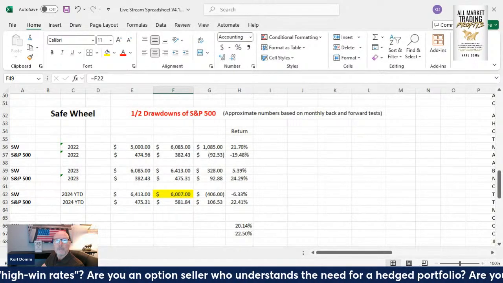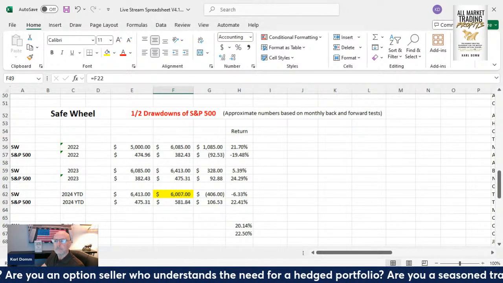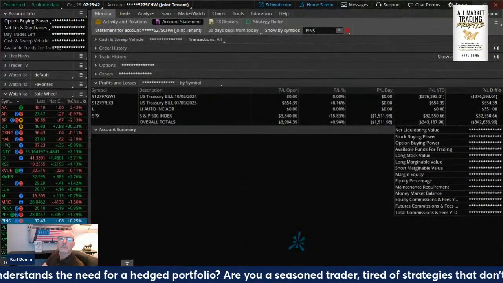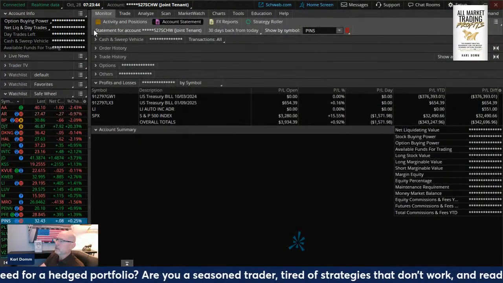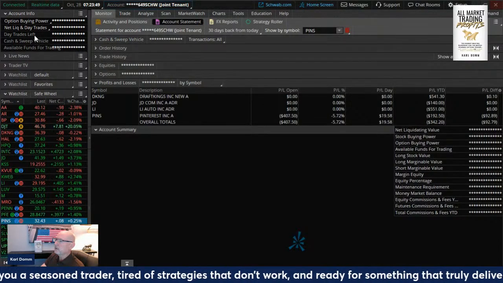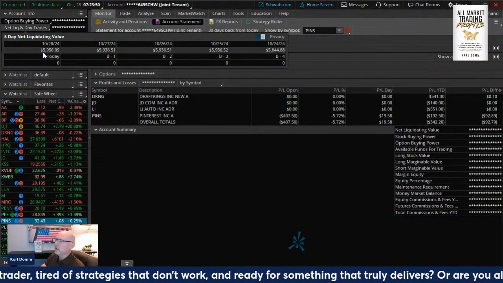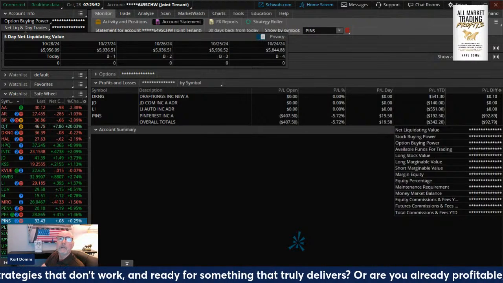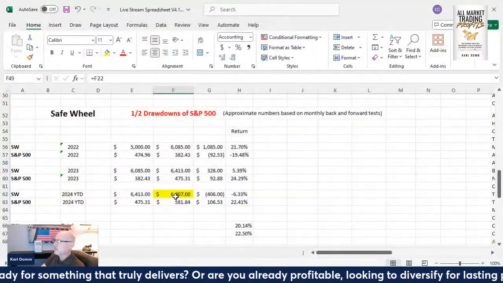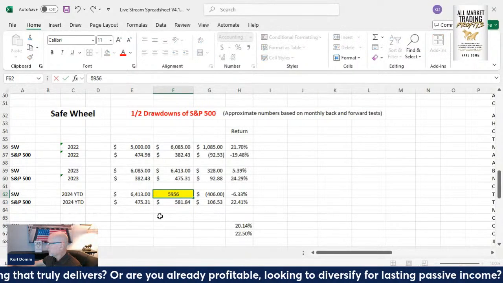All right, let's talk about the safe wheel. Which account is the safe wheel account? Let's pull that one up. And that should be this one here. Yeah, 59.56. I'm trading Pinterest, 59.56.